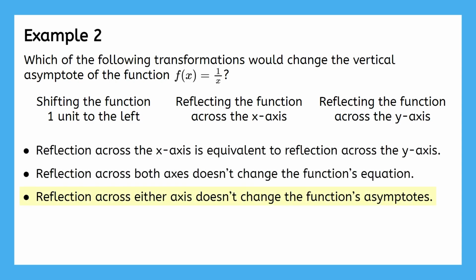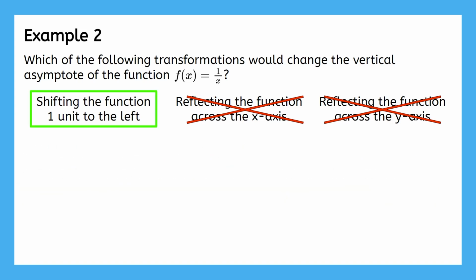Reflecting across either axis doesn't change the function's asymptotes. This question is asking which transformations will change the vertical asymptote. And two of these options are reflections, which do not change the asymptotes. That means the only possibility left is the first option, shifting one unit to the left. If you recall from the last lesson, a horizontal shift does in fact move the vertical asymptote by the same amount. So this is our answer.